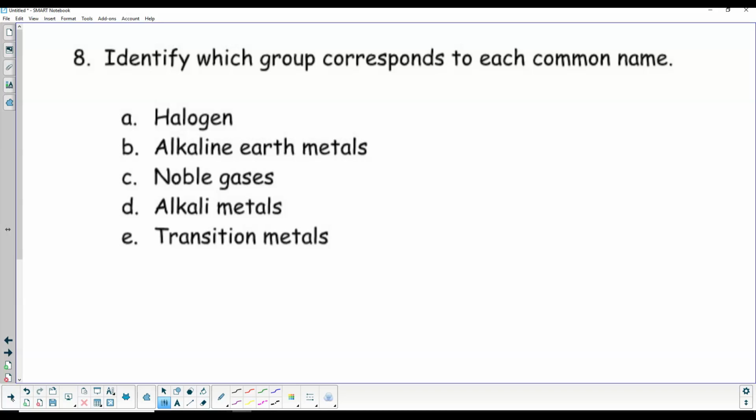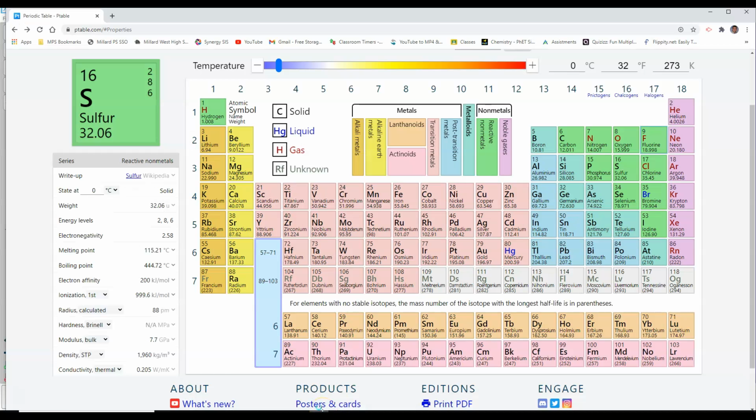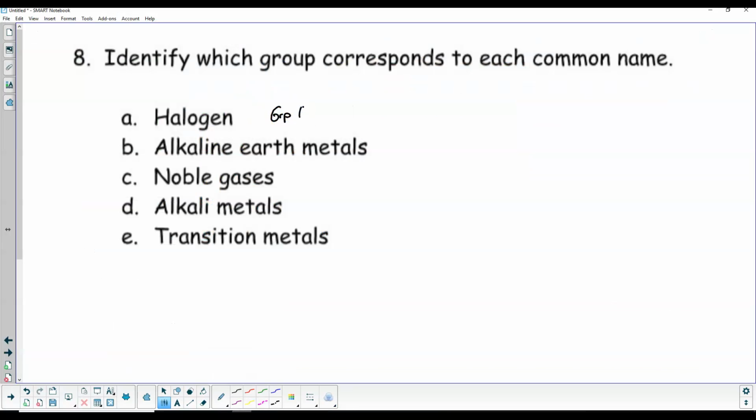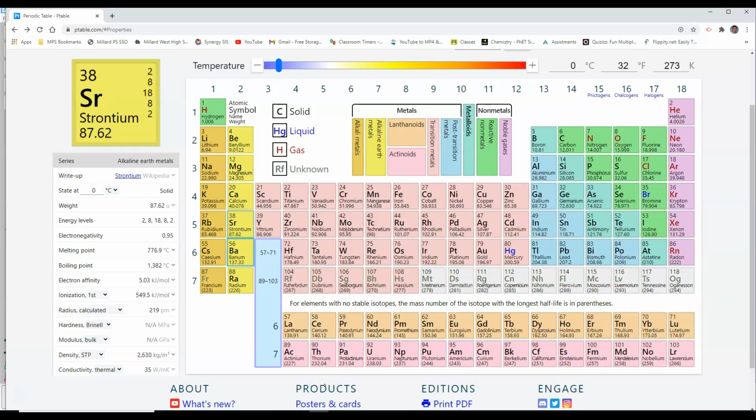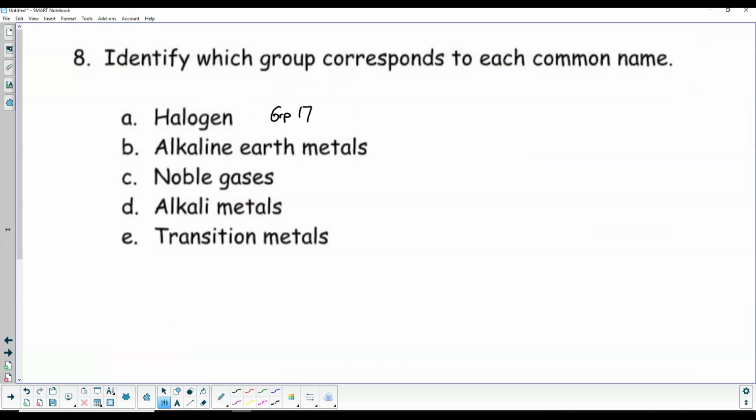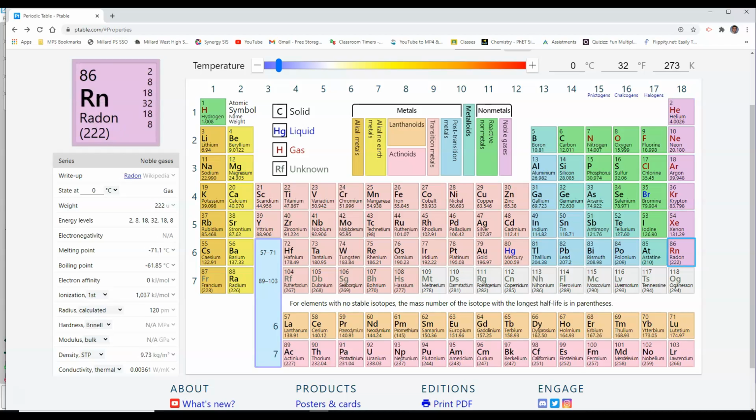Okay, number 8, identify which group corresponds to each of its common names. Okay, so halogens. Halogens are located right here, group 17. These are the halogens. The alkaline earth metals. So alkaline earth are right here, group number 2. Here are the alkaline earths. The noble gases. Noble gases are right here. They're group 18.